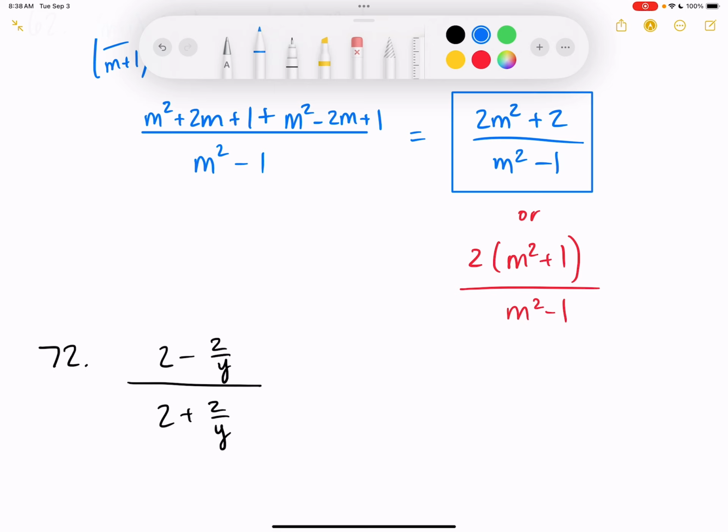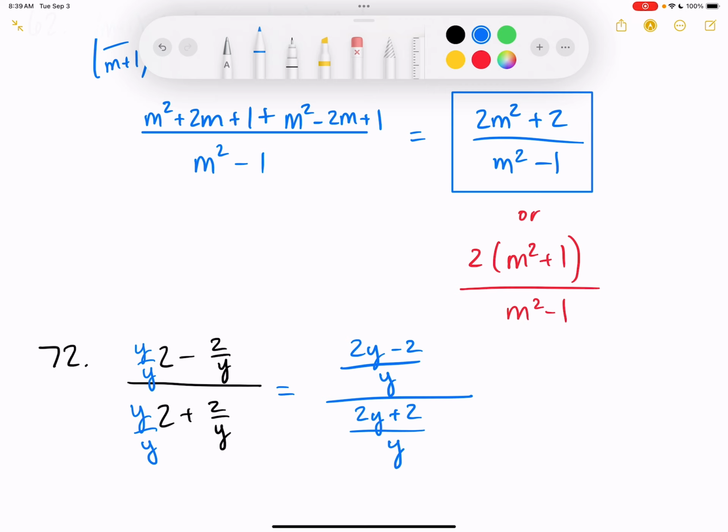I need to basically look at each piece of this fraction as a top and bottom to get a common denominator. In this case, it's going to be the same top and bottom, but that won't always happen. So I need to multiply the 2 on top by y over y. I also need to do that on the bottom. So on top, I'm going to end up getting 2y minus 2 over y, all over, on the bottom, 2y plus 2 over y.